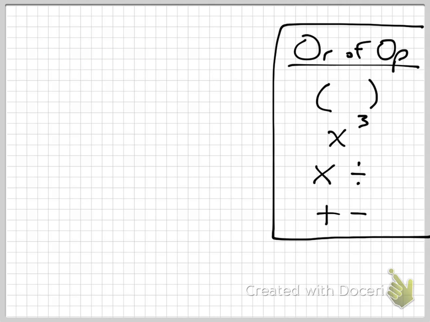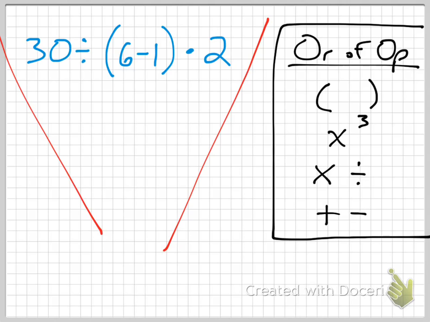Watch this one here. Let's check this one out. 30 divided by... So here's the deal. Let's look. What do we look for first? Parentheses. Do you see any parentheses? Yes. So you go, okay, every step along the way, it should be rewritten. And it should start to make a big giant funnel like this.